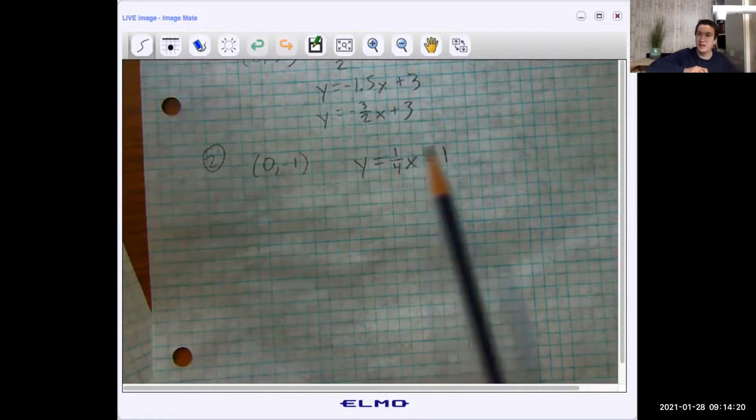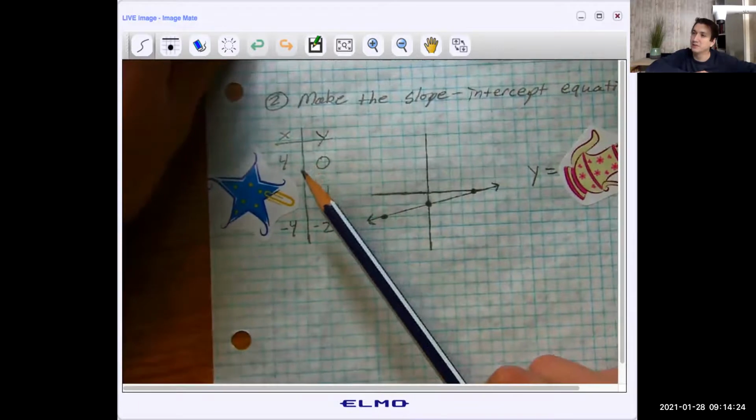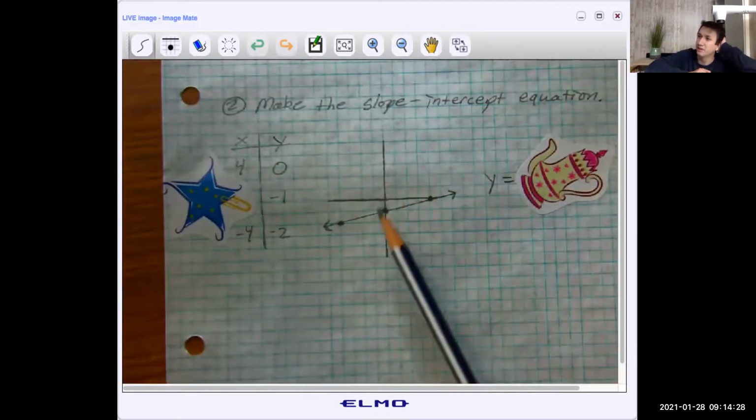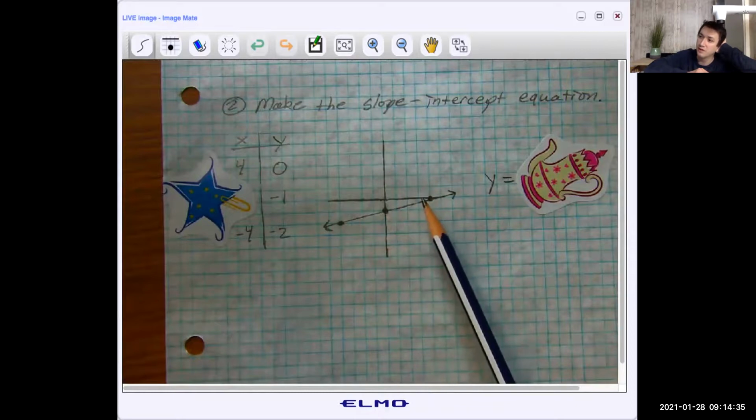But if we look at our table over here, the table begins at 4, 0. So there's not really like a starting point. In the slope-intercept, there's a y-intercept of -1. There's a slope of 1 over 4. And that's everything we know. We know the table, we know the graph, and now we know the equation too.